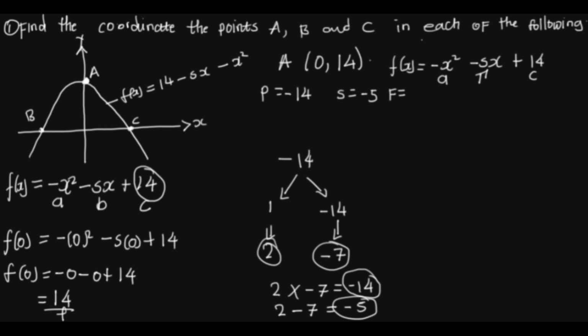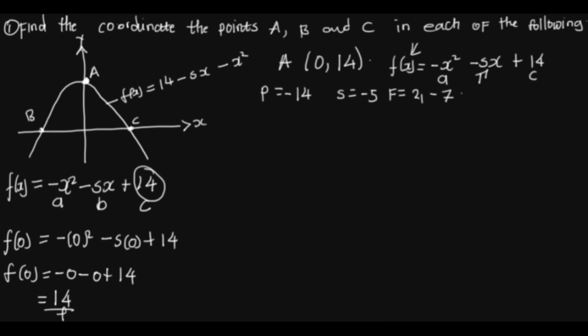Now when factorizing, where there is f of x here, we are going to substitute with 0, because we know that the y value on the x-axis is 0. Before we do that, let's indicate the factors. The factors are 2 and negative 7. Okay, so now we can proceed. So negative x squared, then 2 becomes 2x, negative 7 also becomes negative 7x, plus 14 is equal to 0.